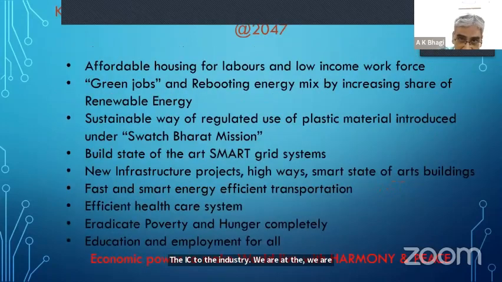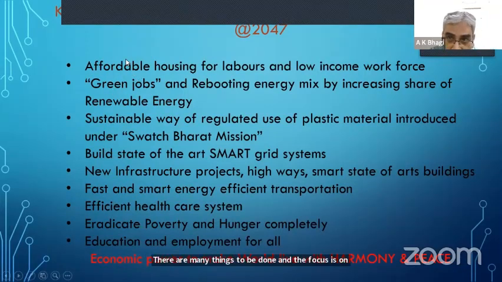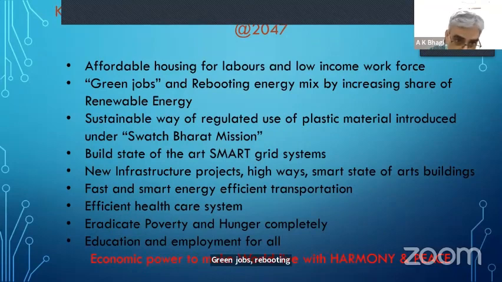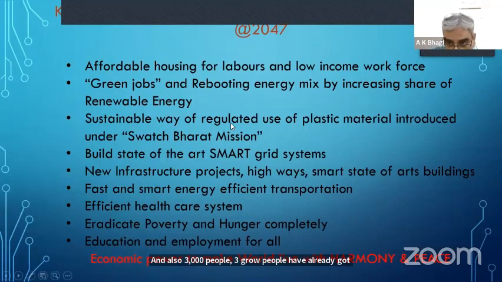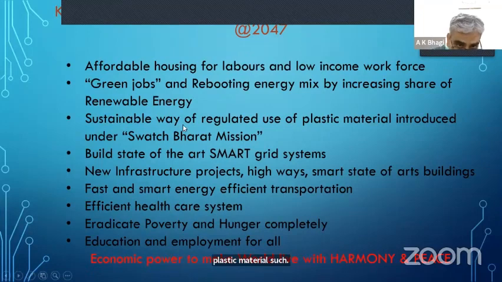And of course, from Atmanirbhar Bharat to Viksit Bharat at 2047. There are many things to be done, and the focus is on affordable housing for laborers and the low-income workforce, green jobs, rebooting the energy mix by increasing the share of renewable energy, where we are doing very well. Here also 3 crore people have already got houses. Then a sustainable way to regulate the use of plastic material, Swachh Bharat Mission. Here we are lacking a little.